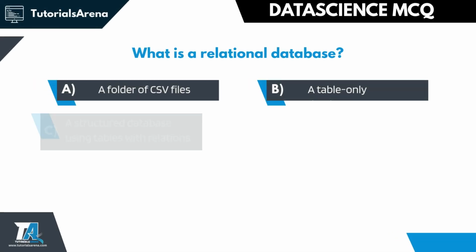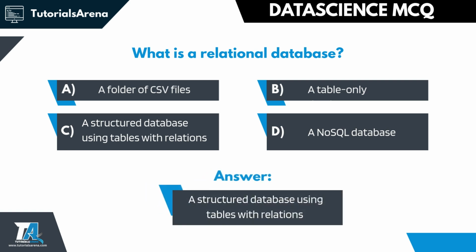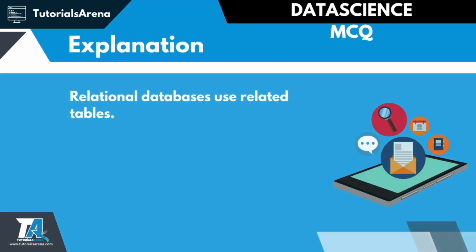What is a relational database? The answer is option C, a structured database using tables with relations. Relational databases use related tables.